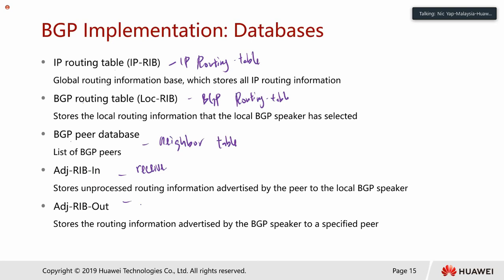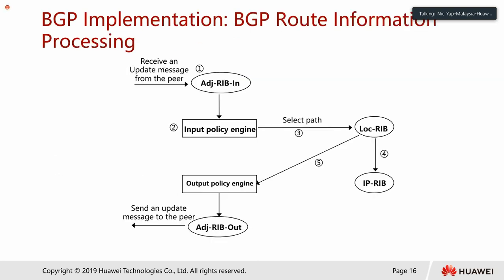Okay, this is sending. The route you keep inside the adjacent RIP out before you send. After you receive, you will not go direct to your BGP tables. You go to the RIP in first. That is the database that we have: routing tables, BGP routing tables, neighbor tables, RIP in and RIP out. RIP in and RIP out is just to say that that is where you receive the route and where you send the route. That is the database they keep before sending out the information. That's what it looks like.